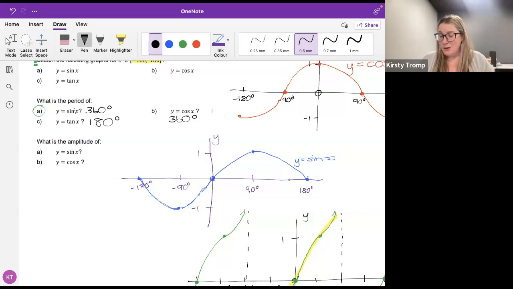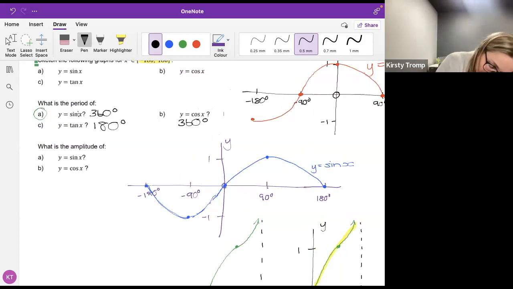Well done. When we're looking at the amplitude, a good way to find it, remember I said earlier, is to ask what number is hiding before this x? There's a 1. So what's the amplitude of the sine graph? It's 1. What's the amplitude of the cos graph? It's 1.